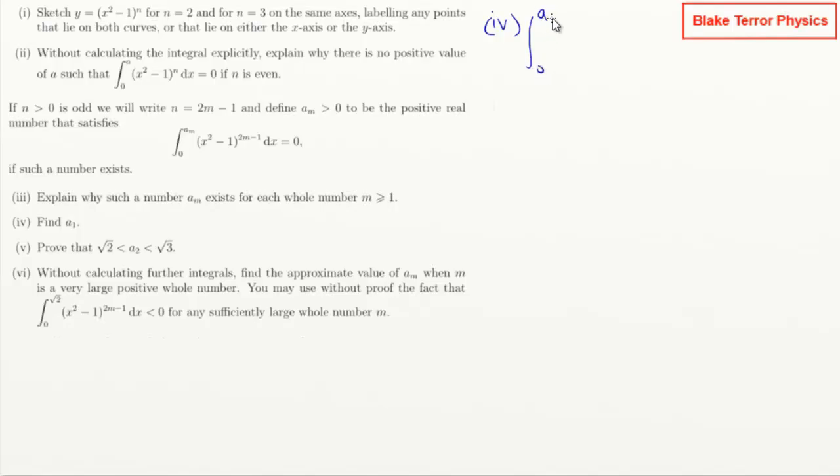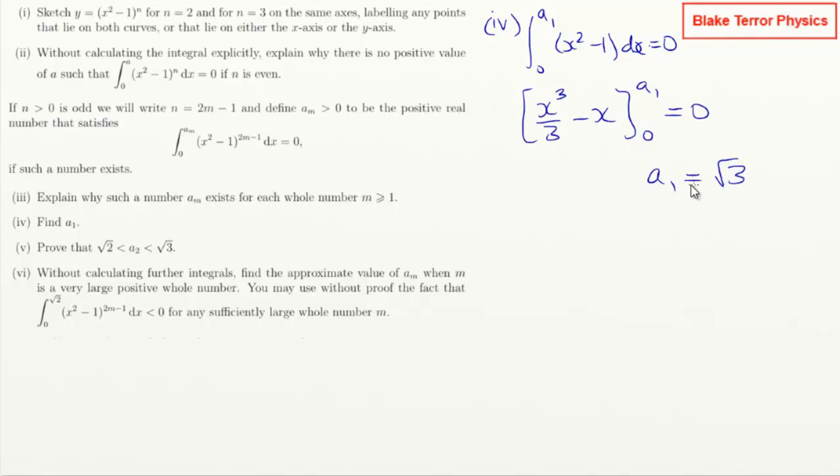So 0 to A1, x squared minus 1, and that's for m, so it's just all that to the power of 1. M is 1 is equal to 0. So x cubed over 3 minus x, A1 to 0. The 0 doesn't matter. We can divide through by the A1 because we know it's not 0. So we're getting A squared is equal to 3. So A1 is root 3 because again it's got to be the positive solution.